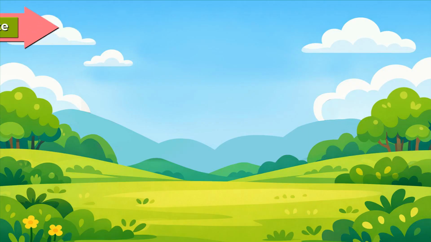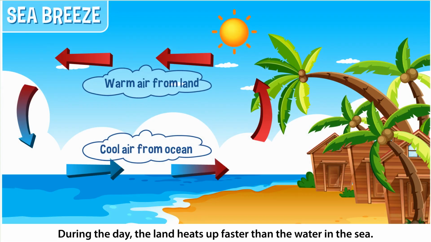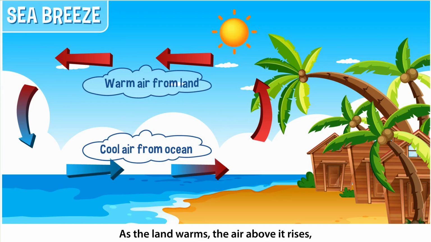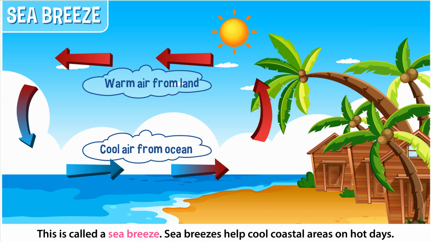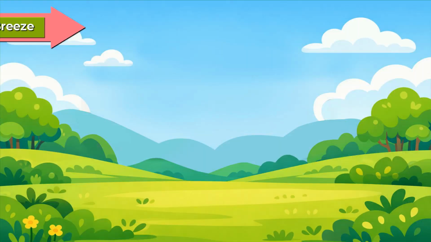Sea breeze. During the day, the land heats up faster than the water in the sea. As the land warms, the air above it rises, and the cooler air from the sea moves in to take its place. This creates a gentle breeze from the sea towards the land. This is called a sea breeze. Sea breezes help cool coastal areas on hot days.